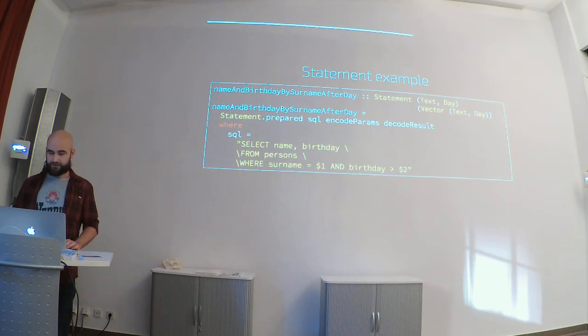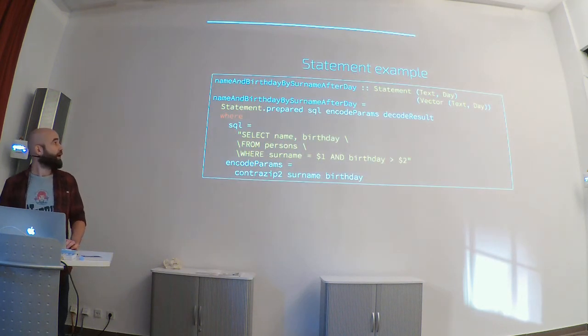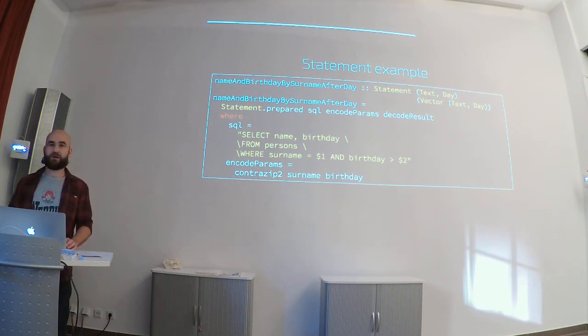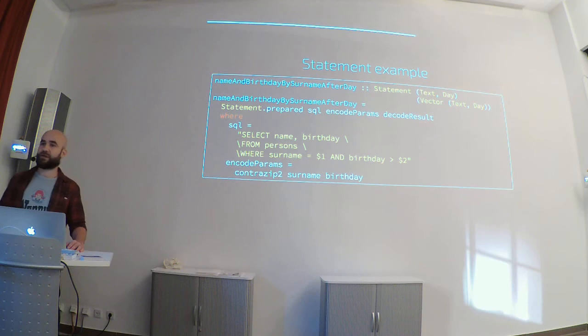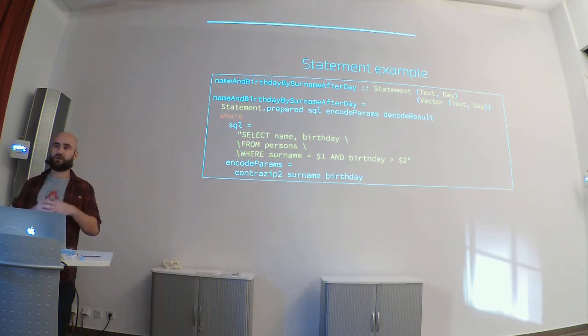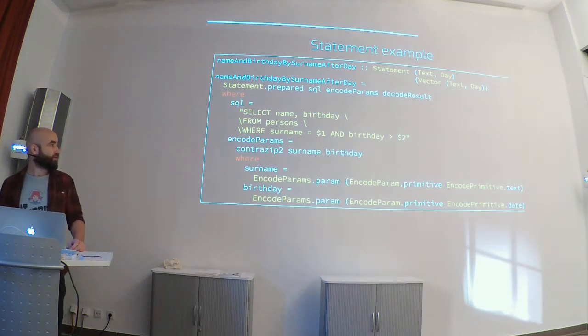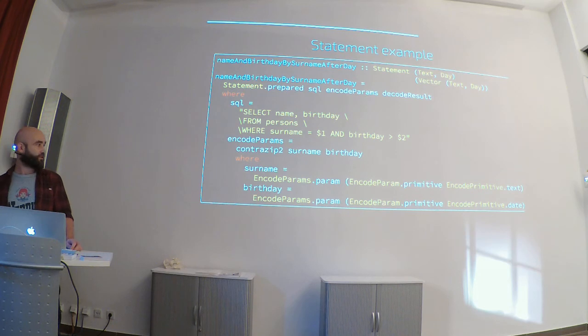And then comes a parameter encoder. It uses a contravariant functor interface, actually not just a functor, but a divisible functor. This is a standard function which takes two contravariant functors and squashes them together and makes them work over a tuple. Here is the specification of how those smaller pieces look.